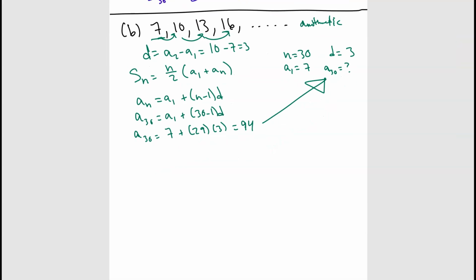Now all I've got to do is plug everything in. S sub 30 is equal to 30 divided by 2, times a1, which is 7, plus a30, which is 94. Putting this into my calculator, I get 1,515. This is my final solution.